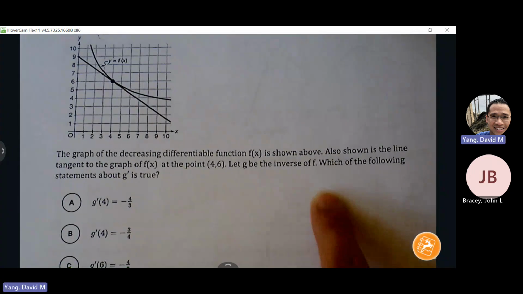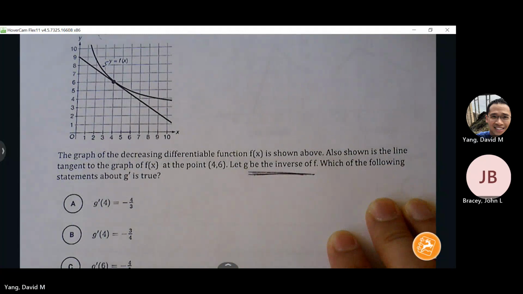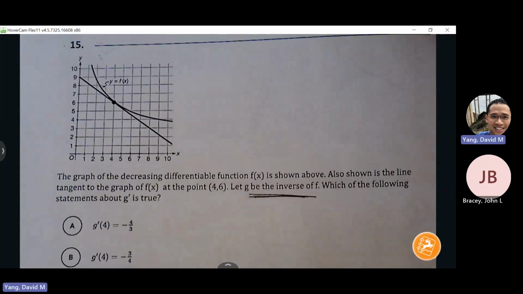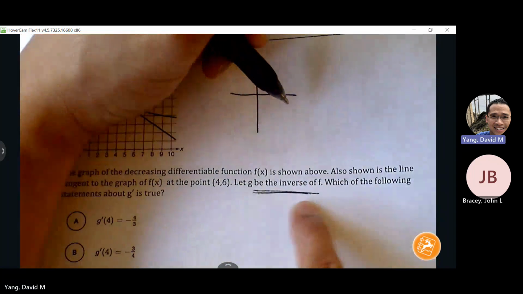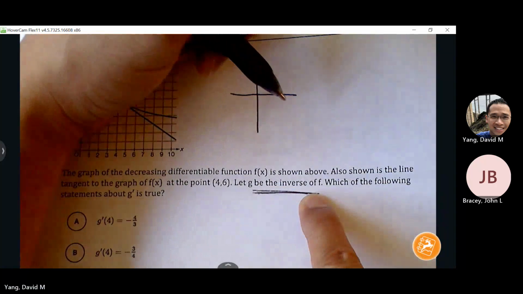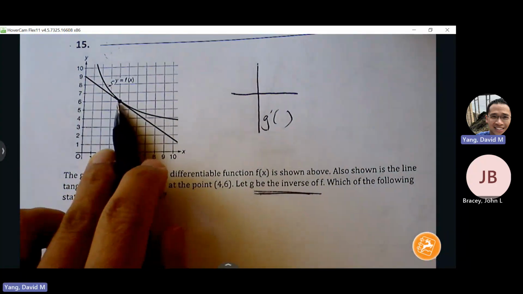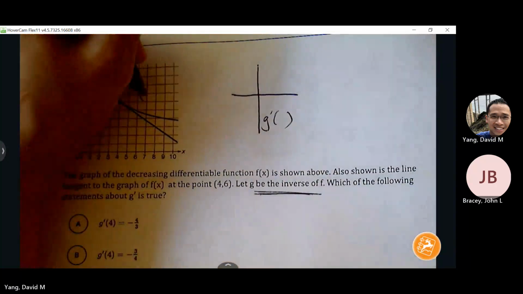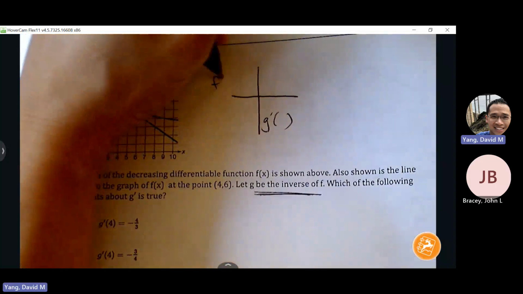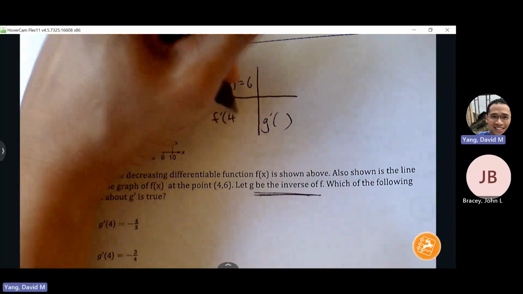Okay, so g is some inverse function that we don't see in front of us. We know that the table is going to help us find g prime. So the ordered pair that we see here is 4, 6. So I know that f of 4 equals 6. I know that f prime of 4.